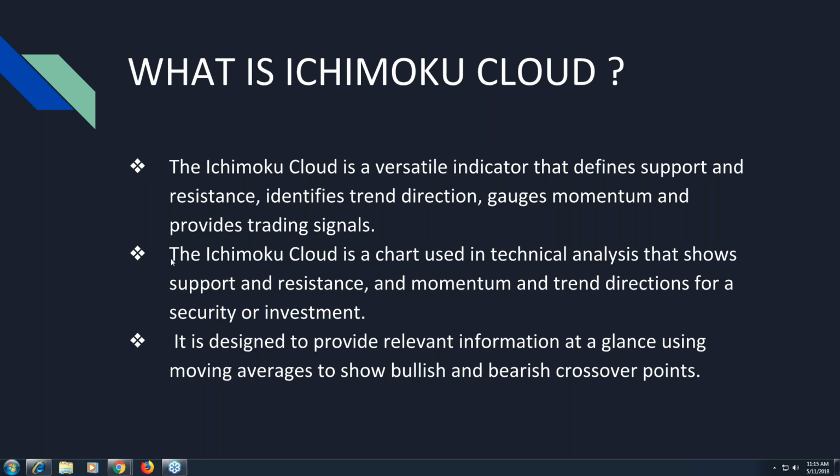So what is Ichimoku Cloud? It's a versatile indicator that defines support and resistance, identifies trend line, gauges momentum, and provides trading signal. So what else do you want? You want support, resistance, you want direction, you want to see whether the momentum is coming or not, and you want trading signal. Every single thing that you're looking for, you get directly from here. And it is designed to provide relevant information at a glance.